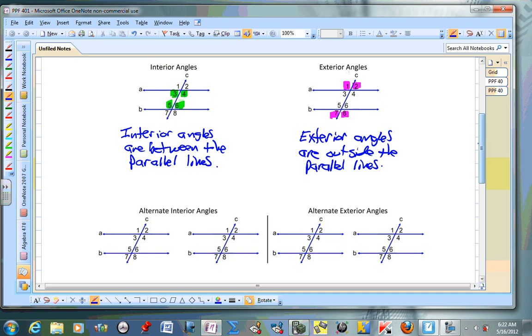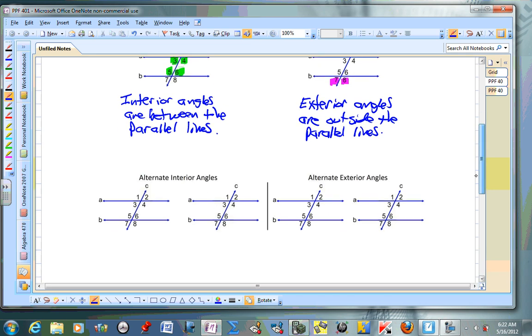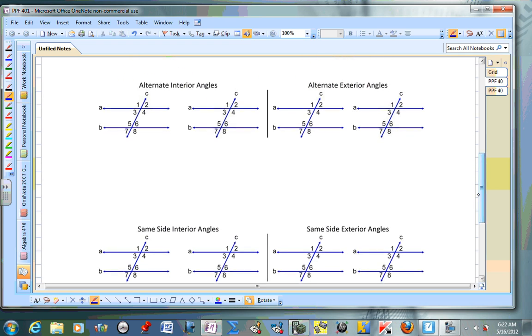Now, feel free to pause the video anytime you think we're going too fast, and if you need to, you can rewind and play something over. Let's scroll down and look at more specific types of interior angles. So, for example, alternate interior angles. Well, alternate means they're on different sides of the transversal. So alternate interior angles could be something like angle 3 and angle 6, because they're interior angles on opposite sides of the transversal. Or it could be angles 4 and 5. Angles 4 and 5 are also alternate interior angles.